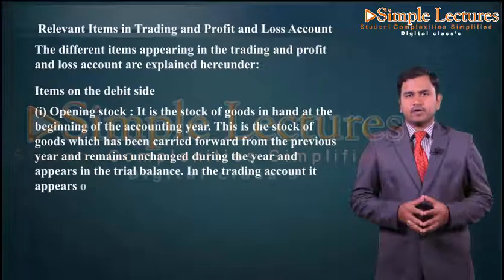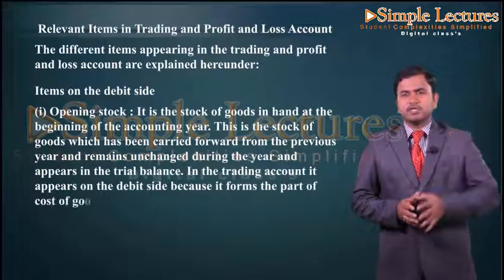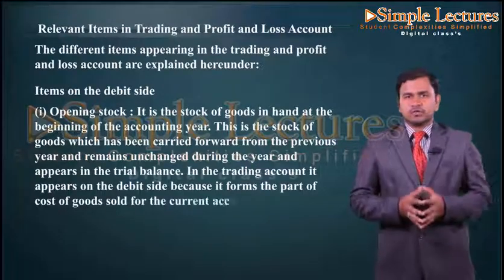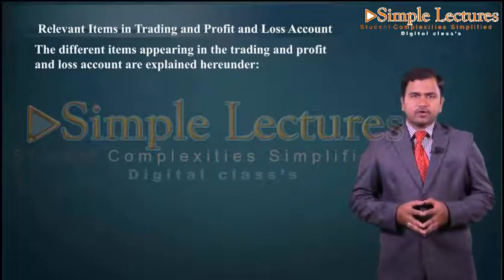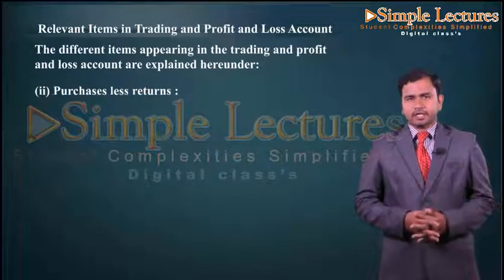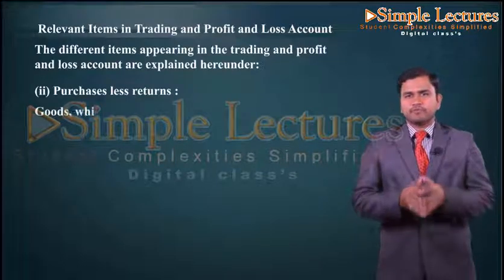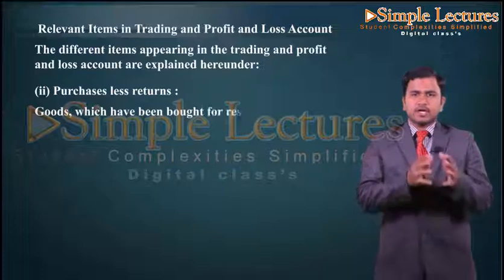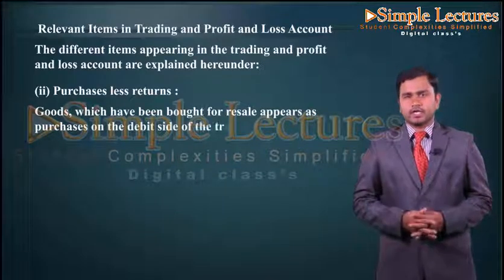In the trading account, it appears on the debit side because it forms part of the cost of goods sold for the current accounting year. The next entry we are going to record is purchases less returns. Goods which have been bought for resale appear as purchases on the debit side of the trading account.